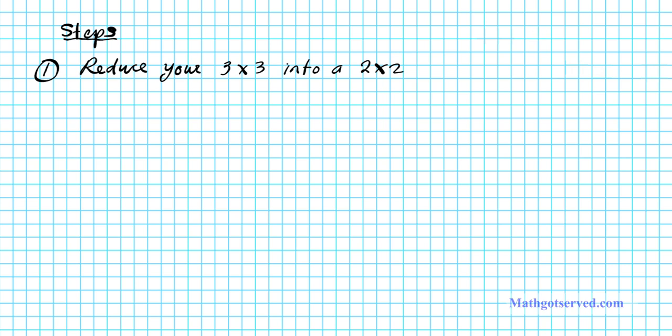Then next, you will solve the resulting 2 by 2. Remember, a 3 by 3 can be considered as three planes, and a 2 by 2 is just two lines. You're going to get a pair of coordinates here. After solving your 2 by 2, you're going to use the solution from your 2 by 2 to find the final answer from the 3 by 3.